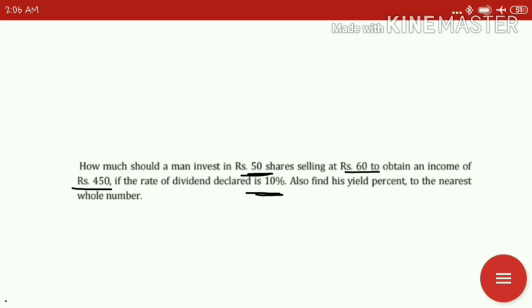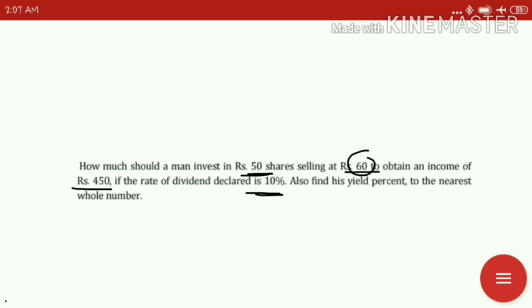Already you got the market value as rupees 60. Now you have to find out the number of shares. So to find the number of shares, already I have shown in the previous question that when we are going to find out the number of shares, we have used the formula of the income or the annual dividend. So here also annual dividend is given, 450.